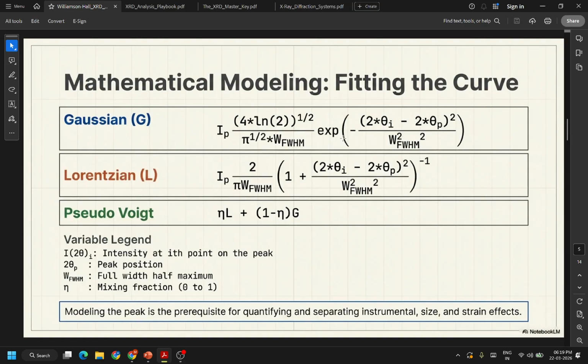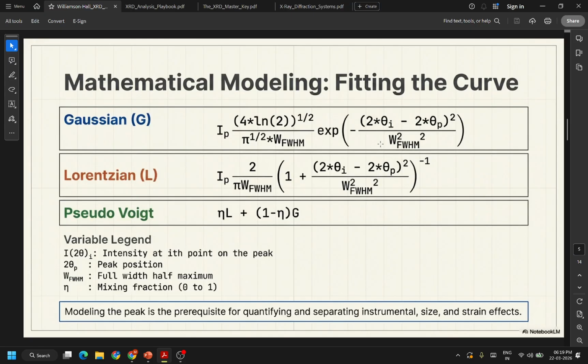The Gaussian function is calculated at a certain 2 theta angle, the i-th point on the peak. I(2θi) equals Ip times the square root of 4 ln 2 divided by the square root of pi times your width FWHM, times the exponential of minus, the 2θi angle for which you are calculating the intensity, minus 2θp, which is the angle at which you got your maximum intensity, squared, divided by w squared.